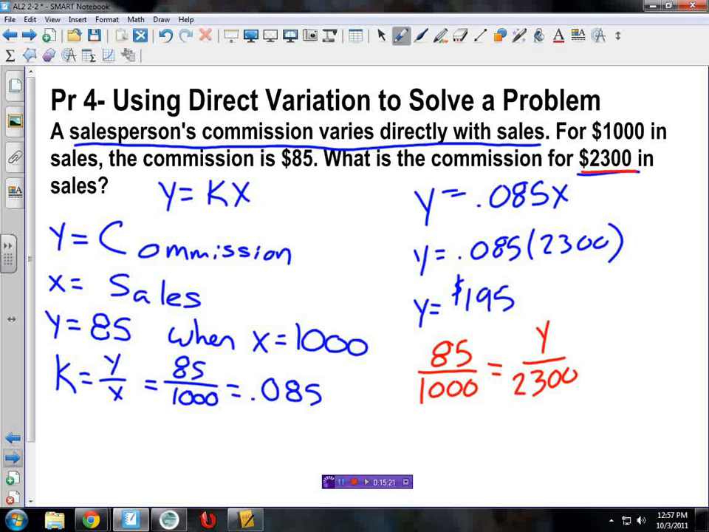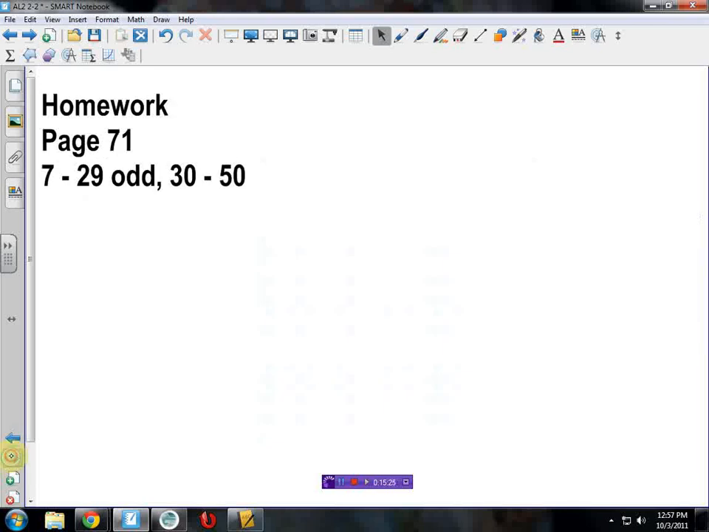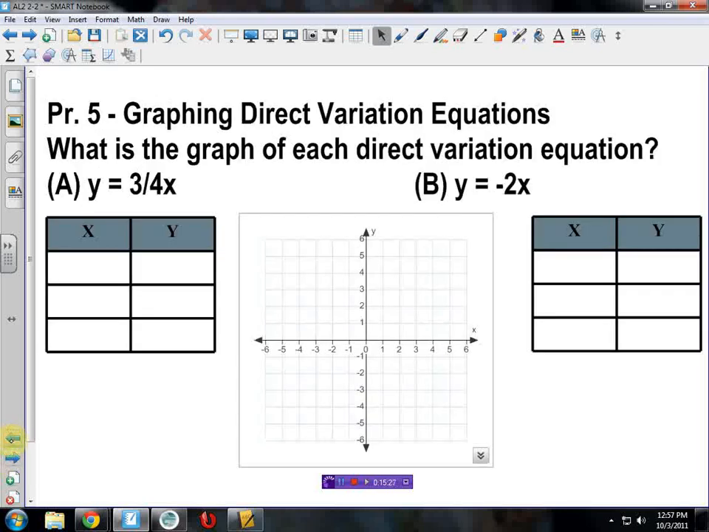I think that's the last one, but before... No. Okay, this is the last one. All right. So now we're going to be graphing direct variation equations. Right? So we have A and then B. We can do this a couple ways. One is by point graphing.